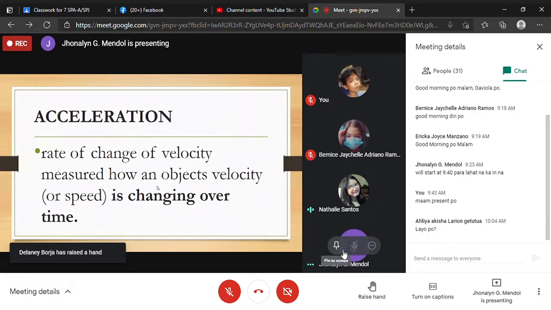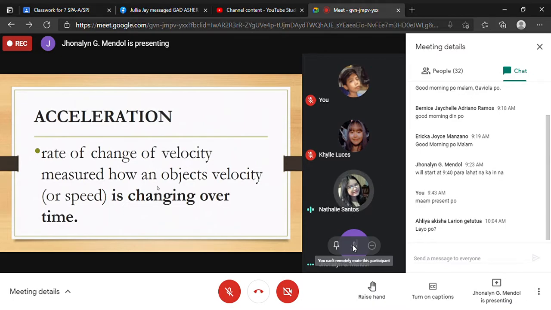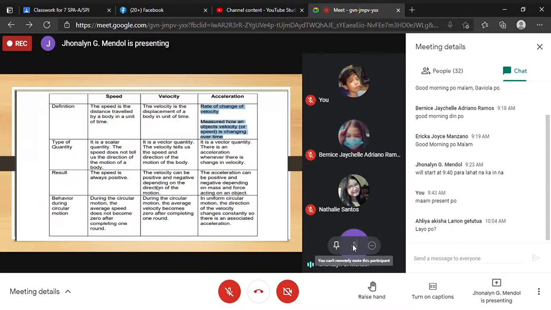Acceleration. Rate of change of velocity. Measured how an object's velocity or speed is changing over time. Okay, it's changing over time. Unlike speed, it's a complicated velocity because it's changing over time. So let's have this comparison between the three.